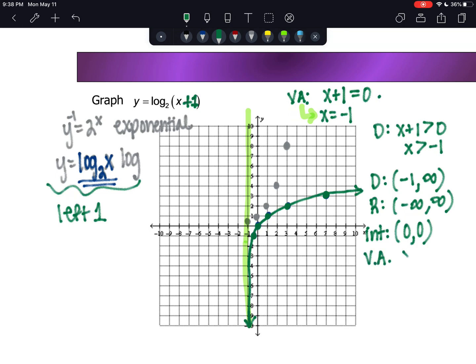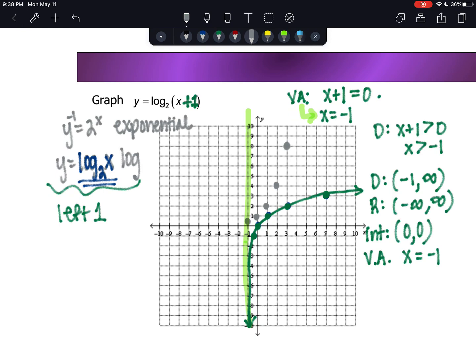Our vertical asymptote, we just talked about that. That's x equals -1. And I believe we hit everything: our domain, our range, our intercept, and our asymptote. And that is graphing log base 2 of x plus 1.